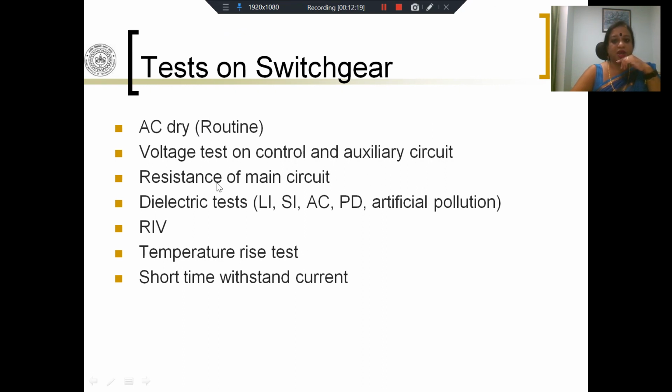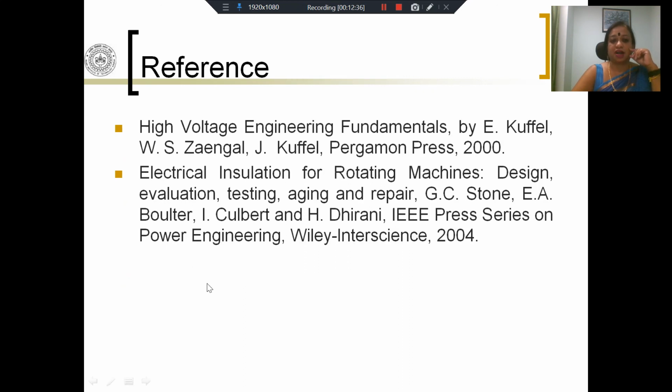Some tests that we perform on switchgear are AC dry routine voltage test on control and auxiliary circuit, resistance of main circuit, dielectric tests like lightning impulse, switching impulse, AC, PD, artificial pollution. We will learn about these diagnostic tests, non-destructive tests later. RIV test, temperature rise test, short-time withstand current, etc.